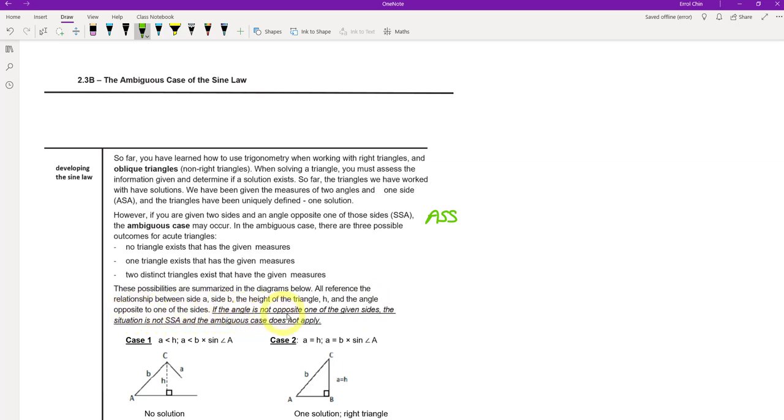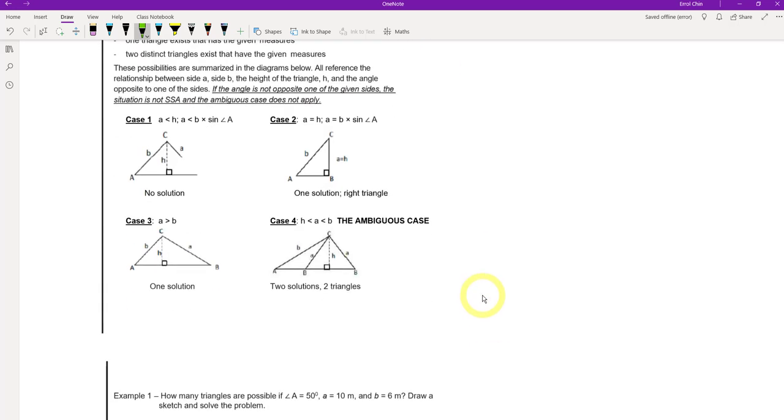If the angle is not opposite one of the sides, this situation is not an SSA, or as I call it, an ASS, and the ambiguous case does not apply. All right, now, if you get an ASS, here's the problem. You're given an angle, here's your angle, and your two sides. So we start with the angle, side, side. So you don't know what this angle up here is.